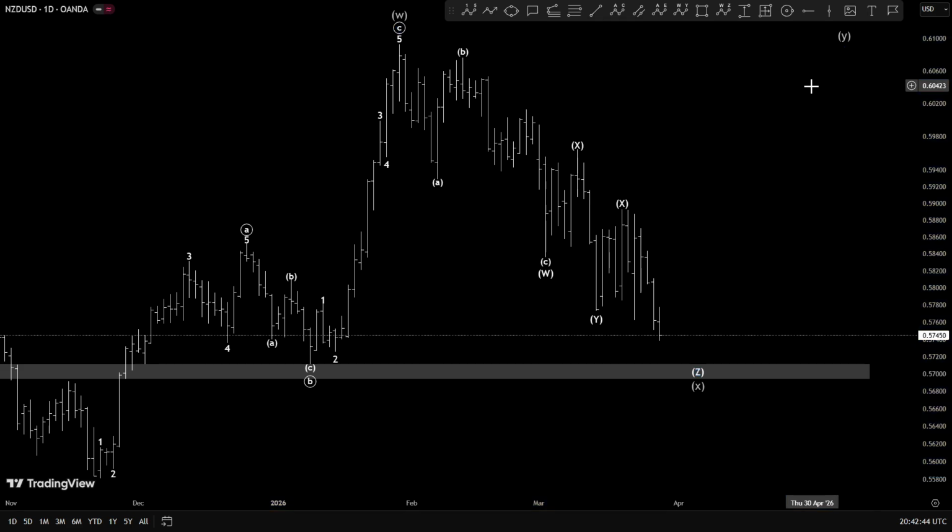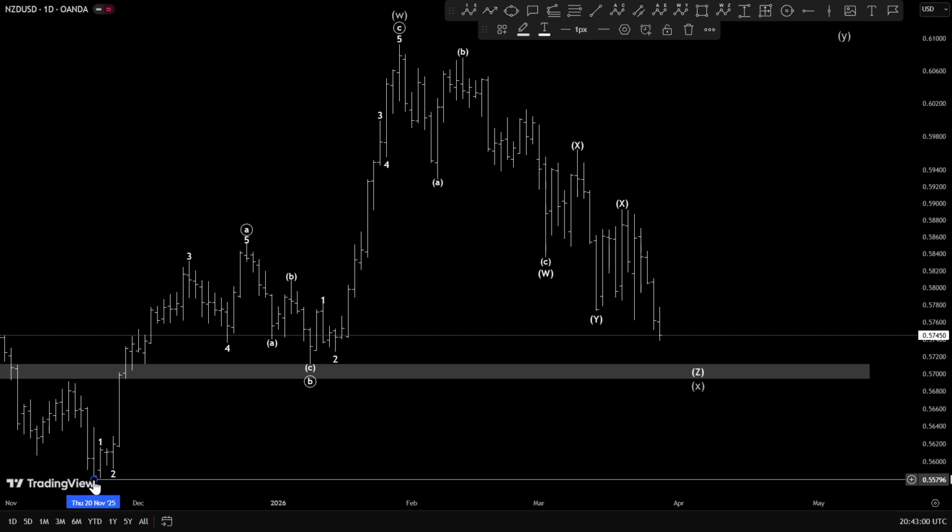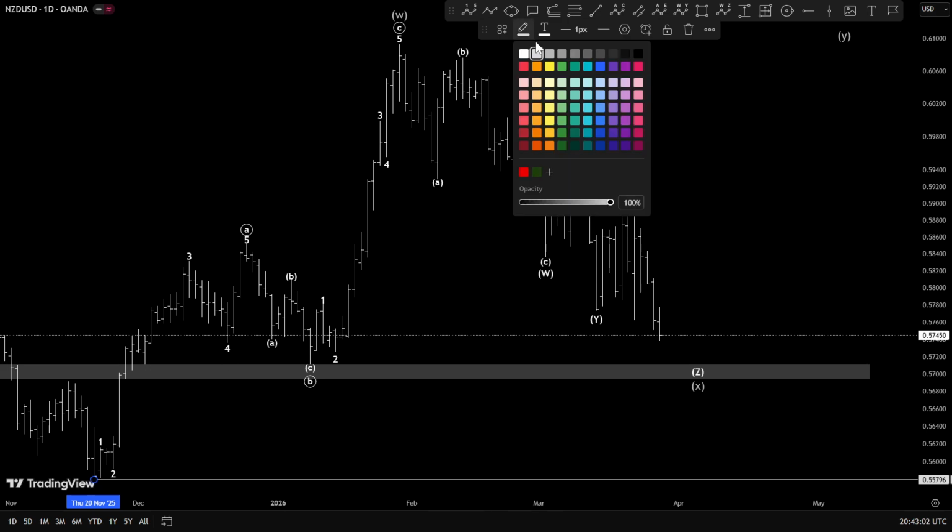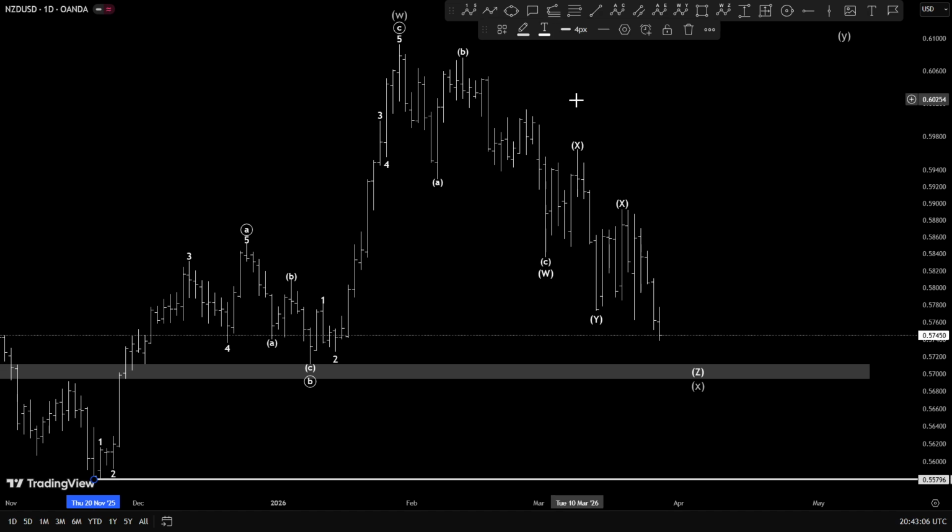And the rule with Y is that if we break this starting point, at least the minimum target will be breaking this starting point of wave W, and your invalidation level for now is just around this range. Let's change it a little bit. This is your invalidation level.